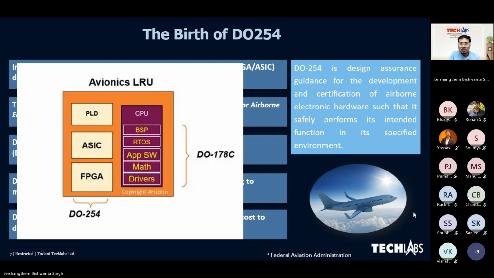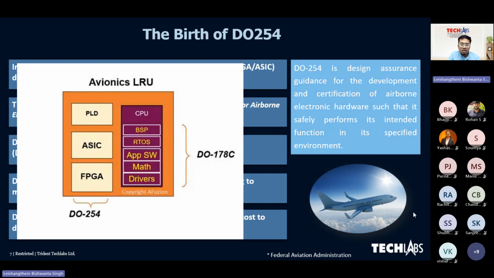So moving on, you can see from this picture the distinction between DO-178 and DO-254. You have an avionic LRU, where LRU stands for line replaceable unit. You have the hardware part on the programmable logic side, ASIC, PLD, and FPGA, and as firmware you have the processing part, where you develop your applications. BSP, RTOS, application software, drivers, all this comes under the scope of DO-178. The development of the hardware part, PLD, ASIC, and FPGA, comes under the scope of DO-254.